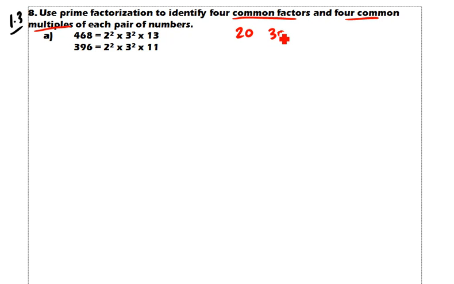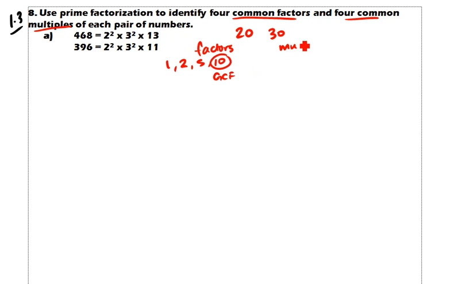I have two numbers here, and a common factor means numbers that can go into both 20 and 30 evenly. So my factors that go into 20 and 30, well, 1 goes into everything. In this case, 2 goes into both of these numbers, as does 5 and 10. And the greatest of these is called the GCF, or the greatest common factor.